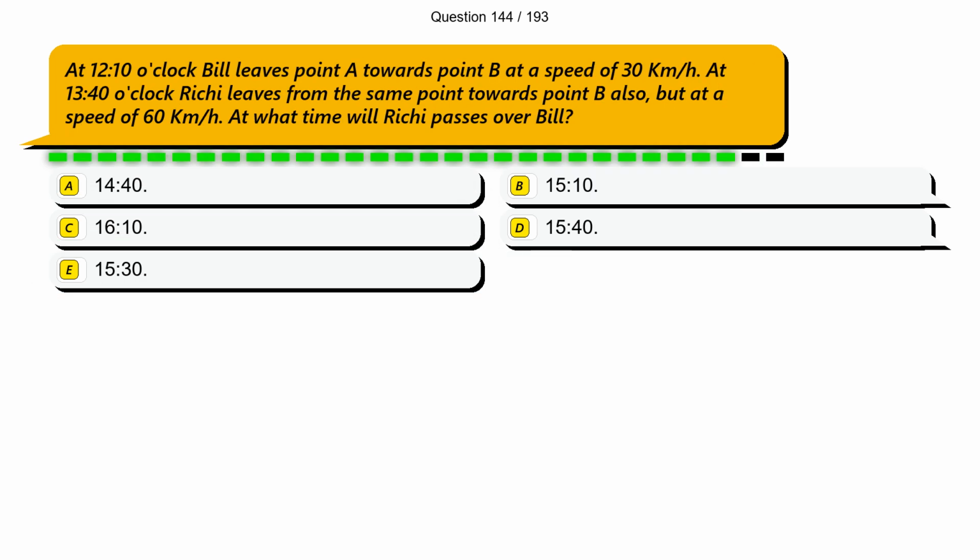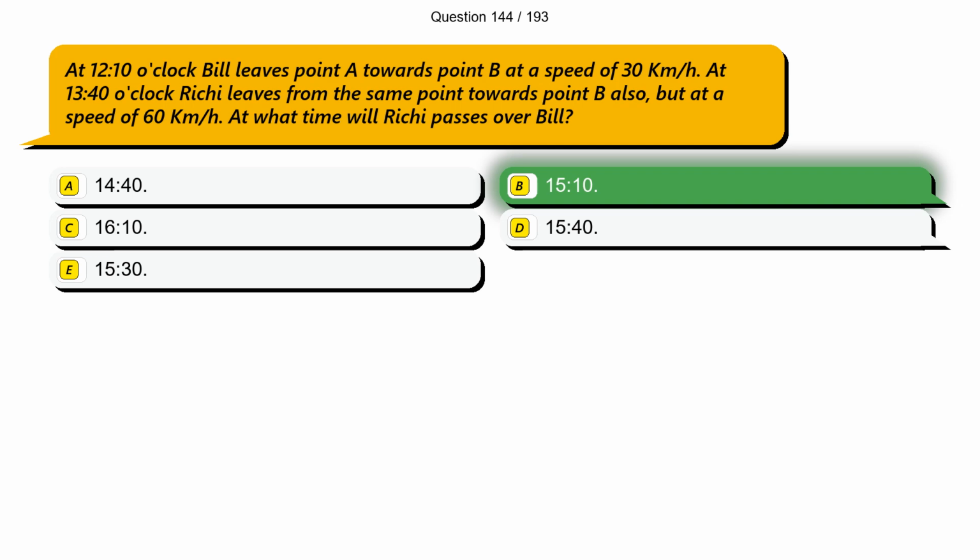Question 144. At 12:10 o'clock Bill leaves point A towards point B at a speed of 30 kilometers per hour. At 13:40 o'clock Rika leaves from the same point towards point B also, but at a speed of 60 kilometers per hour. At what time will Rika pass over Bill? Option A 1440, option B 1510, option C 1610, option D 1540, option E 1530.